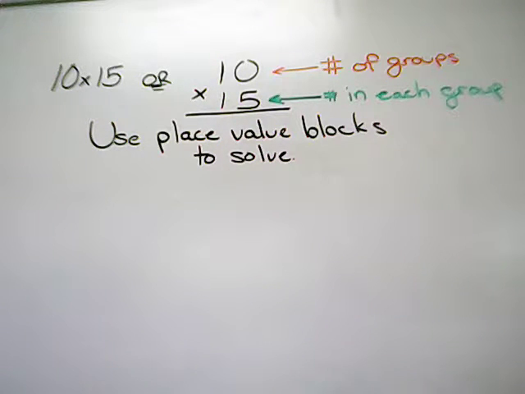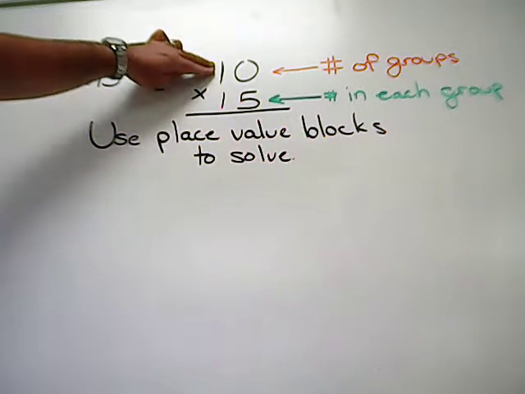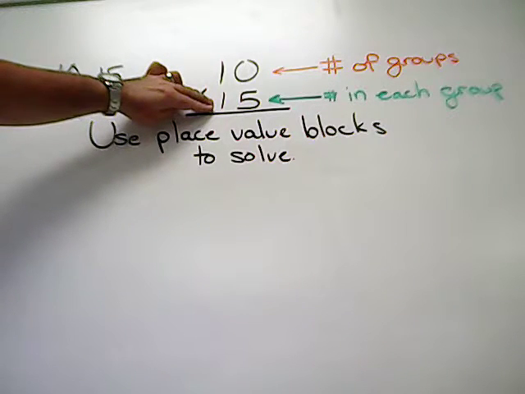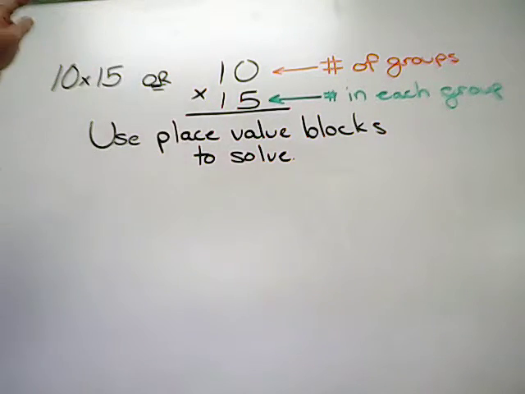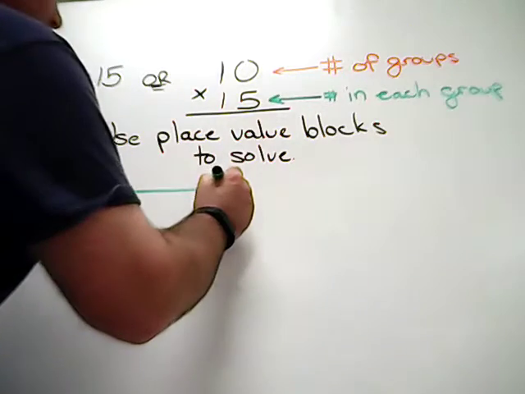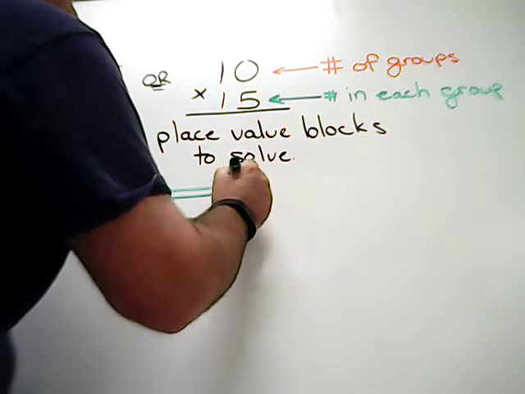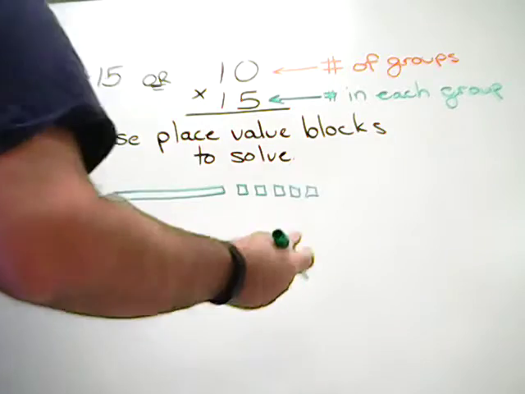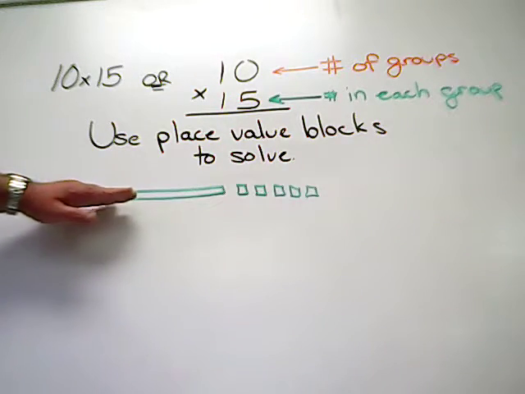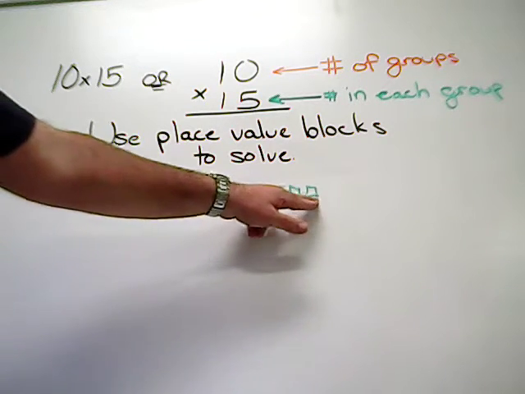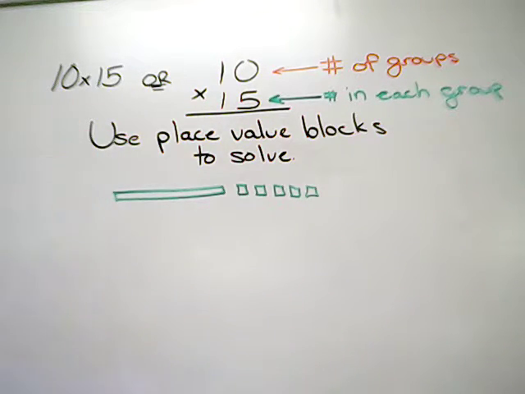Let me give you an example for this problem. This problem tells me that I'm going to need 10 groups, and inside those 10 groups, I'm going to need to draw 15 place value blocks. There's my first group. I drew my rectangular 10, and then 5 single-digit place value blocks. That represents group 1.